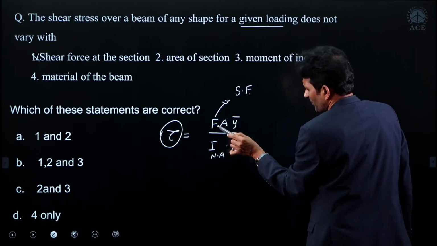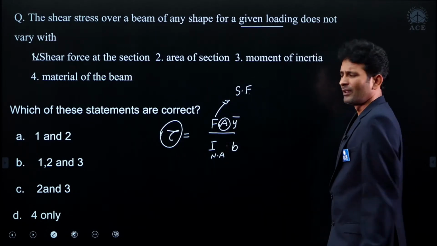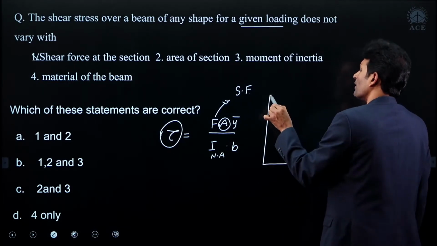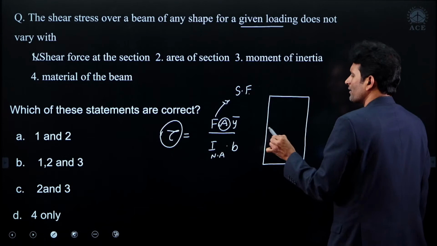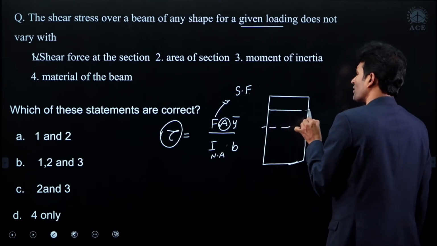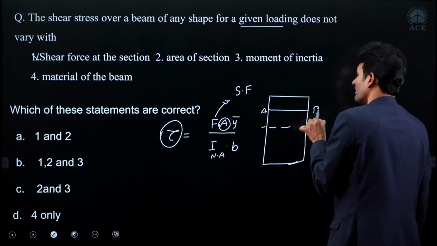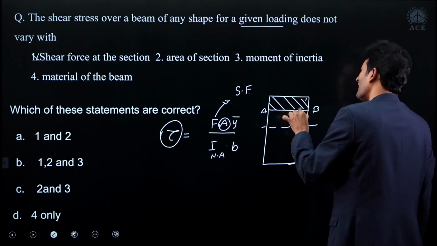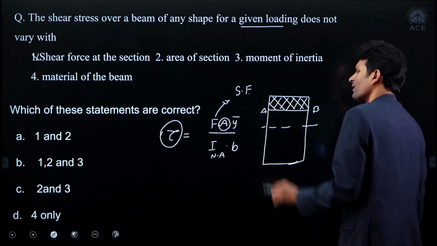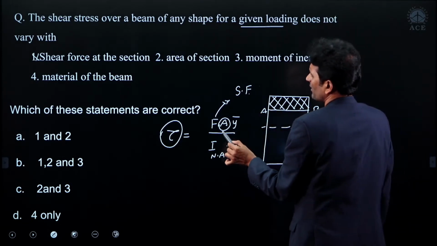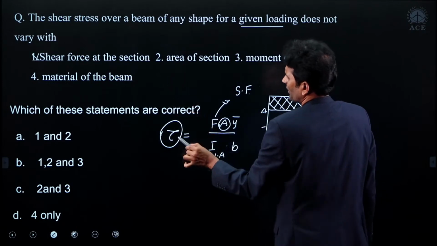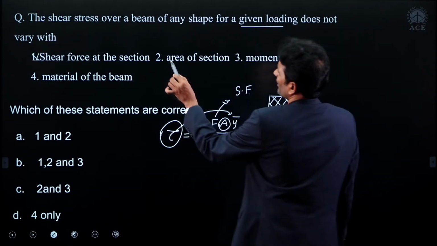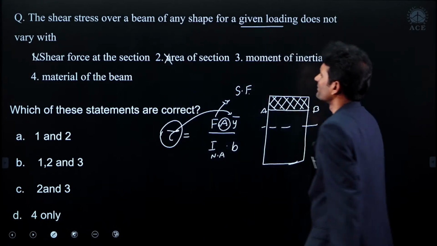Area of the section. Let me take this one. Area. A reflects area either above your selected layer or below your selected layer. For example, if you take the rectangular cross section, I want to find out the shear stress at layer AB. Area I am taking either above this layer or below this layer, depending on the convenience. Ante this will depend, A anedi ikkada reflect avutundi. So shear stress is depending on the area of the given section. So ikkada vaadu deeni meeda depend avadu antunnadu.